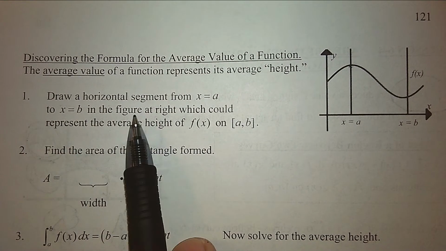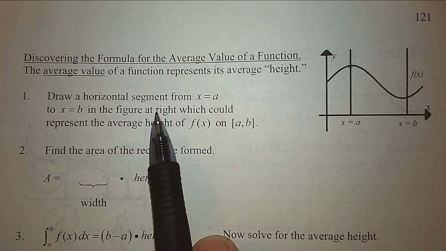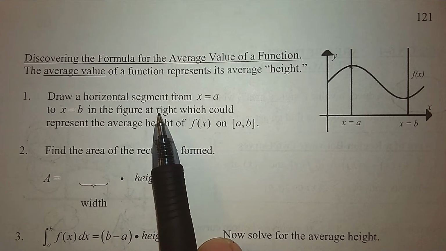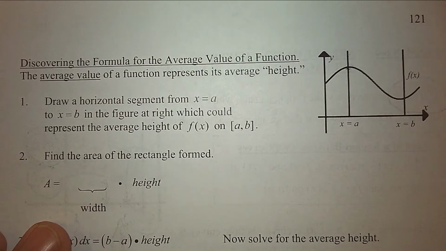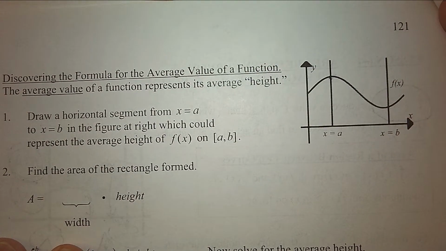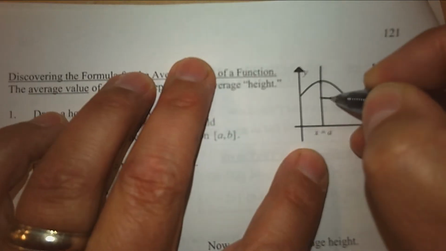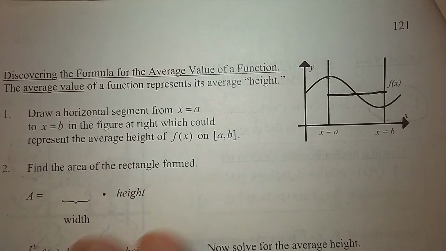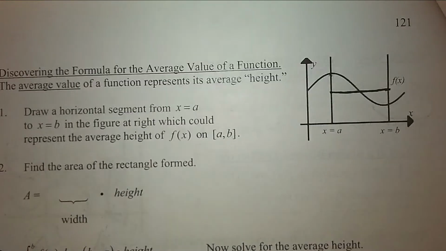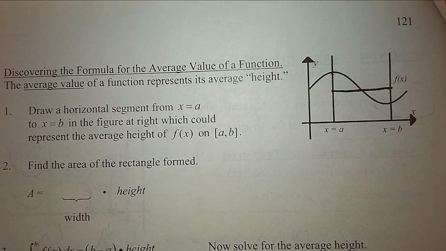So draw a horizontal line segment from x equals A to x equals B. Between A and B, I'm going to draw a horizontal line segment which could represent the average height. So something in the middle, like here. Draw a horizontal line that could represent the middle of that, so you have as much above as below.